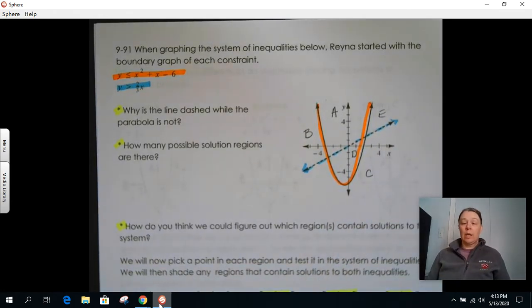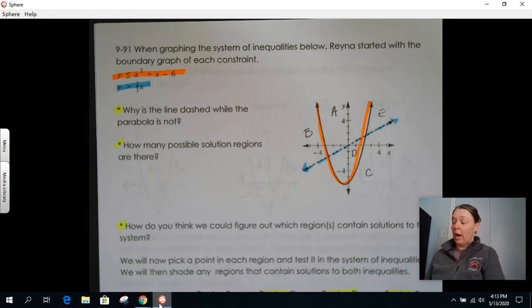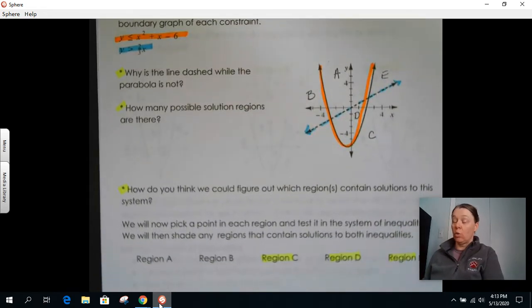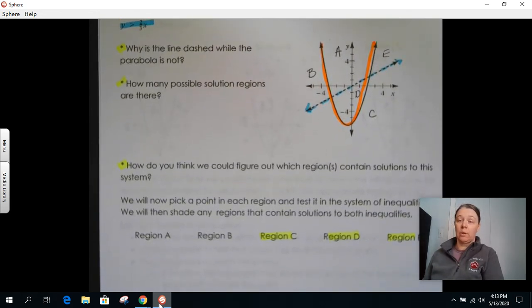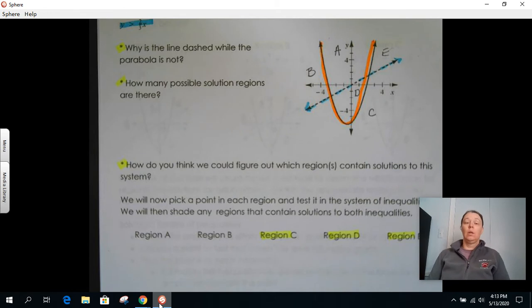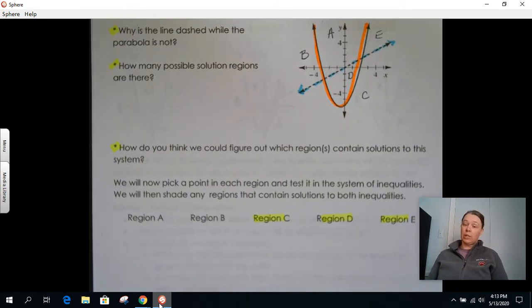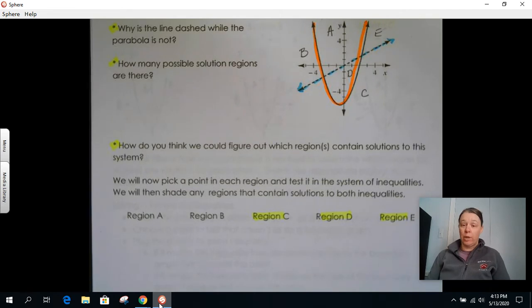Okay, so now I want you to think about, how do you think we could figure out which regions or region contain the solutions to the system? What do you think we could do? Okay, so what we're going to do is start by picking a point in each region and testing it in the system of inequalities. Okay, and then we'll shade any regions that contain solutions to both inequalities.